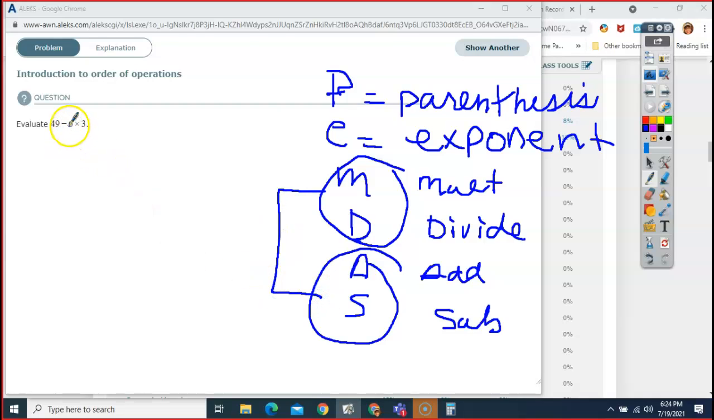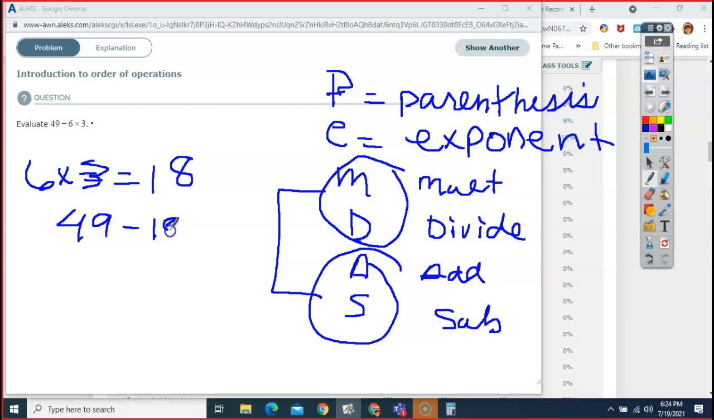All right, so we multiply first. We're going to do 6 times 3 first. So you're going to start with 6 times 3, which is 18. And then the last thing you're going to look at is 49 minus 18. It's weird, but you have to go with the correct order first. The times comes first.